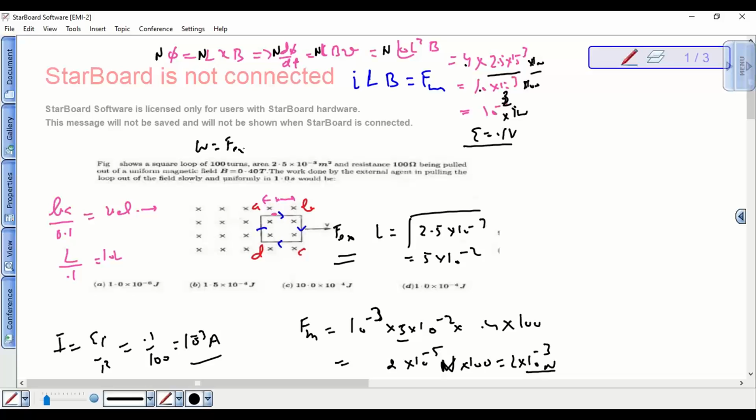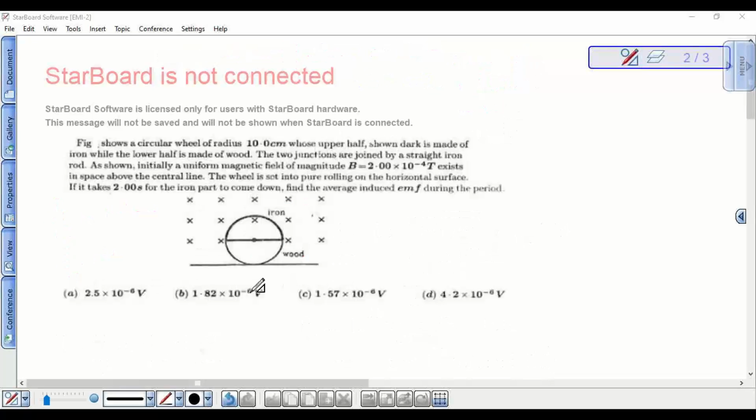Work done is the external force multiplied by the length, and this is 2 into 10 to the power minus 3 newtons into the length, 5 into 10 to the power minus 2 meters. So this gives you 10 into 10 to the power minus 5, which is 10 to the power minus 4 joules. So that is the work done, 10 to the power minus 4 joules. This part should be the answer.